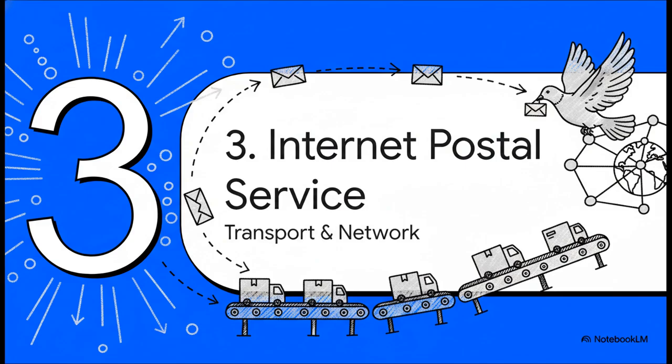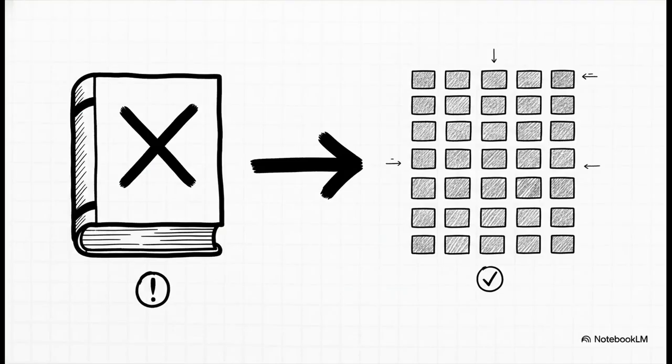Okay, so we've got our message, and we know where it's going, but how does it actually get there? Well, let's move down our map to the next couple of layers, where the internet's very own postal service takes over. First things first, you can't just mail, say, a whole novel in one giant envelope, right? It's way too big. You'd have to send it page by page.